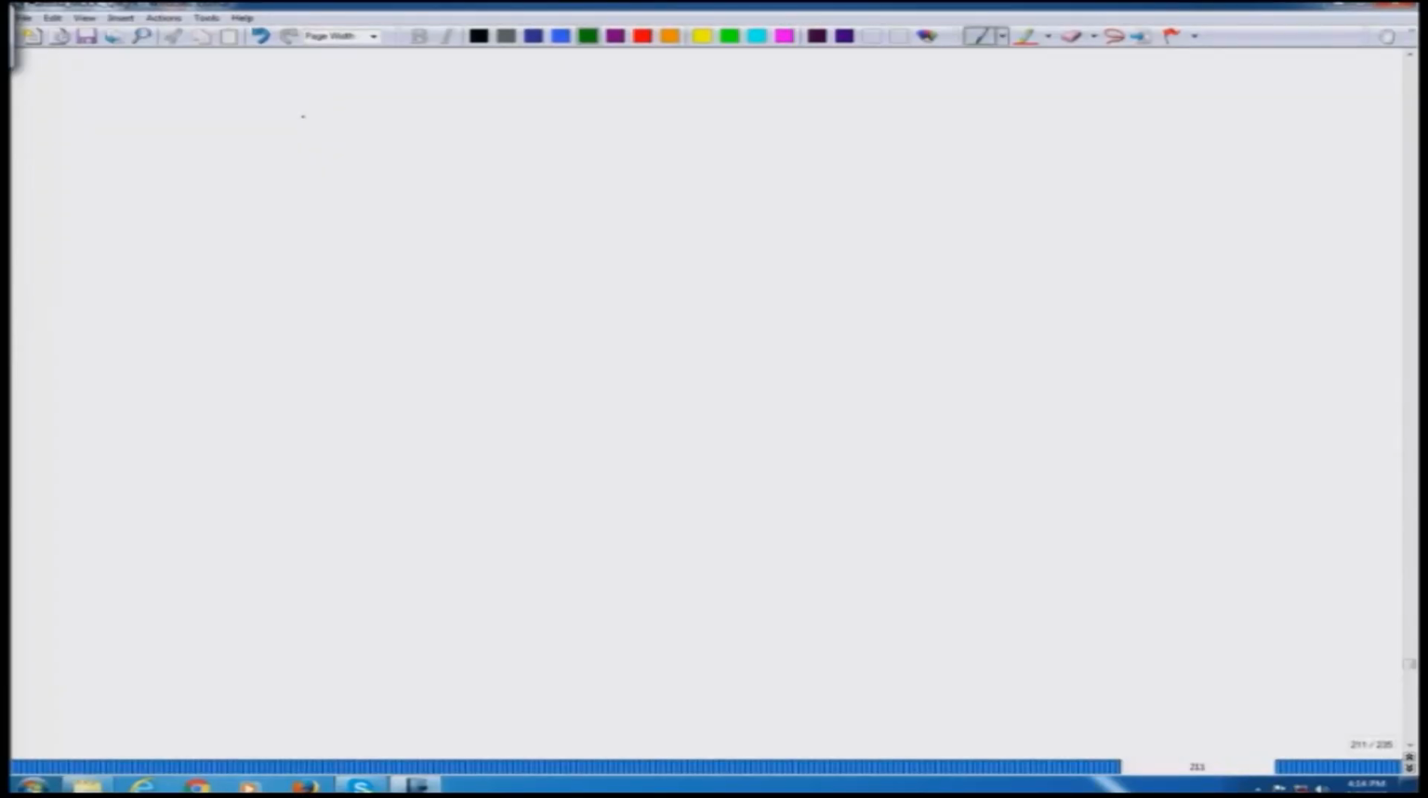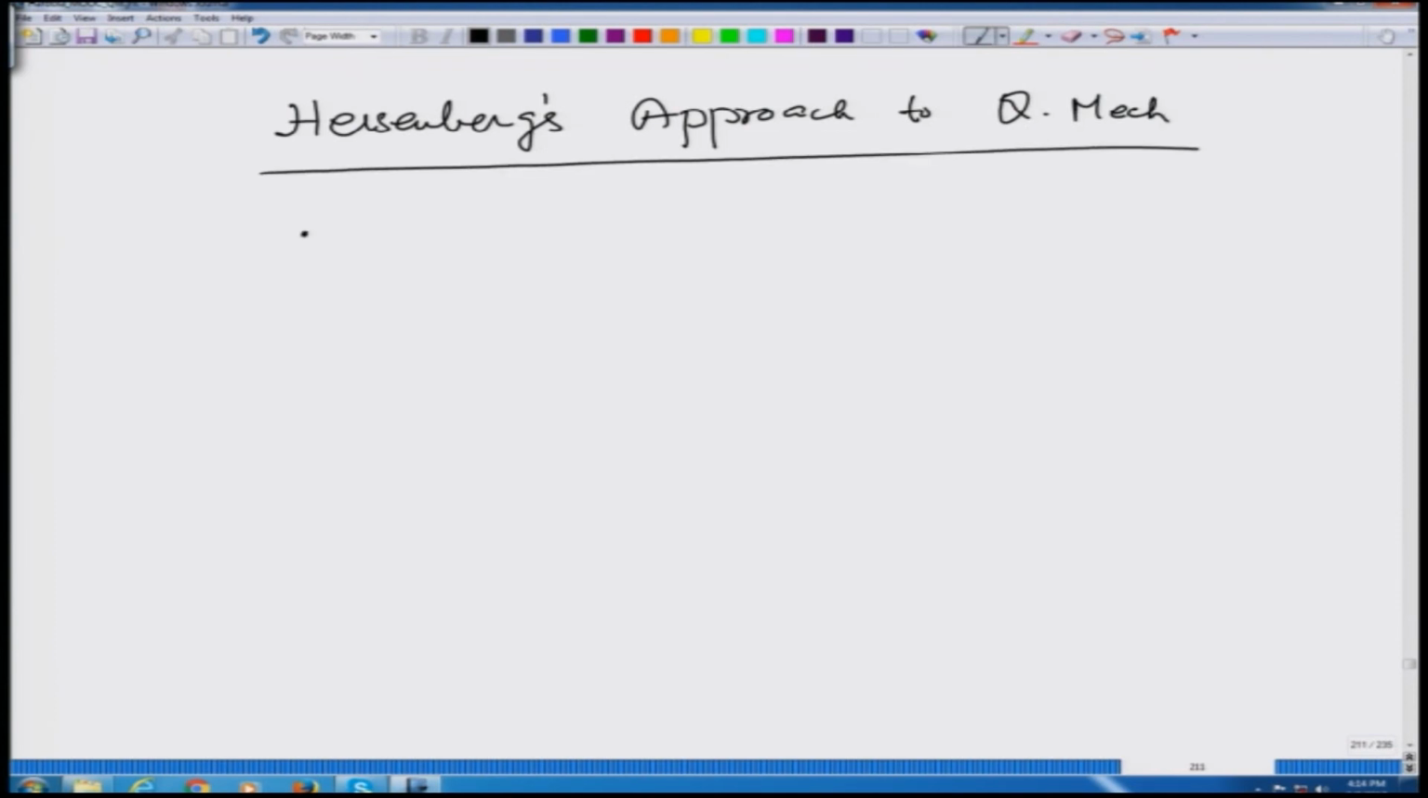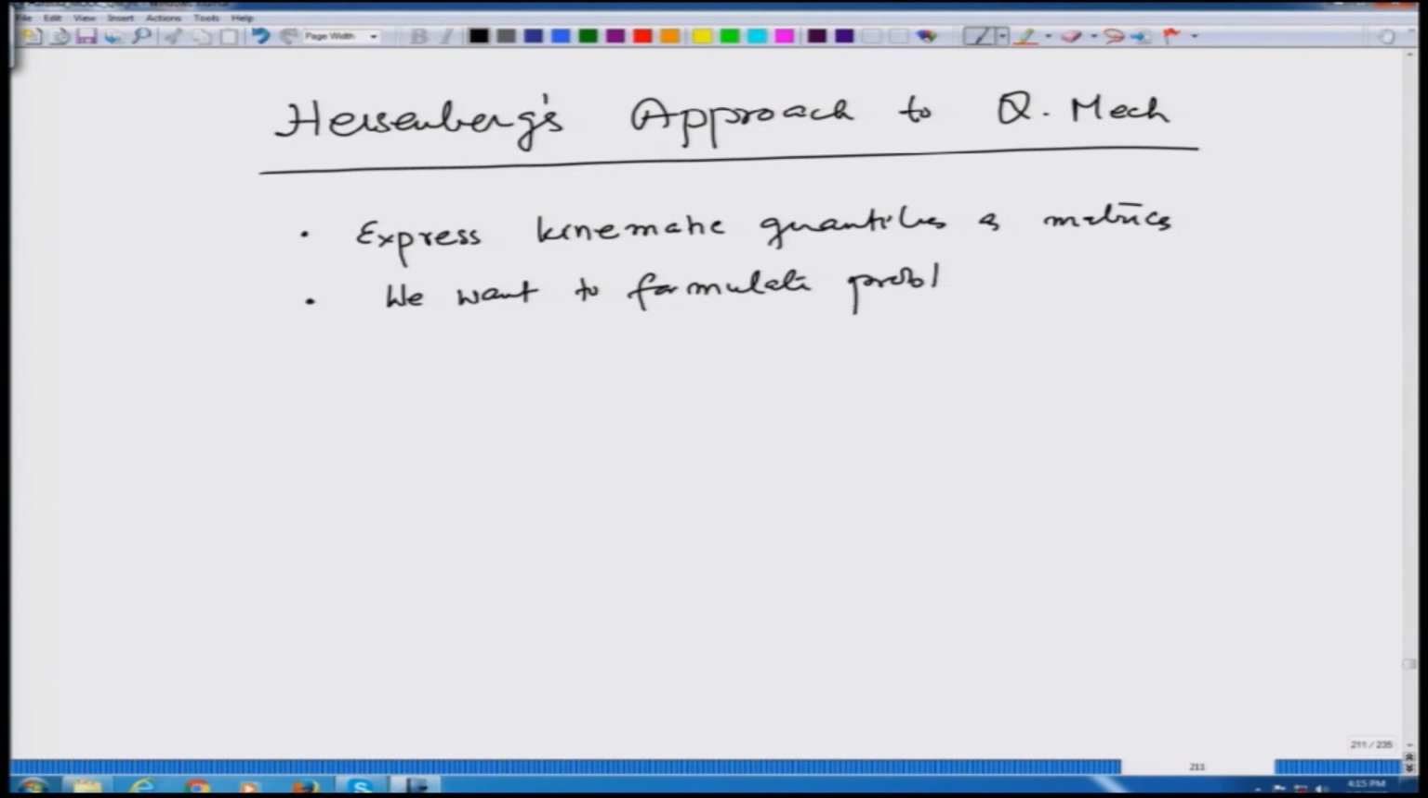So let me now conclude this lecture on Heisenberg's application of his equation to harmonic oscillator and write. So this is basically Heisenberg's approach to quantum mechanics. We will conclude. Number 1, express kinematic quantities as matrices, and that is done because we want to formulate the problem only in terms of observables.